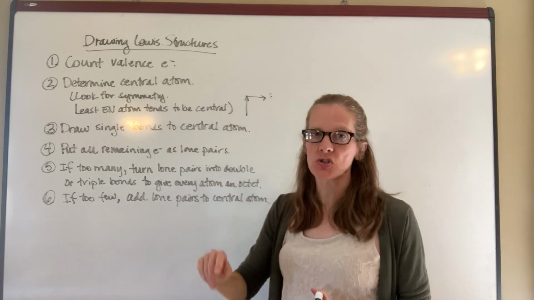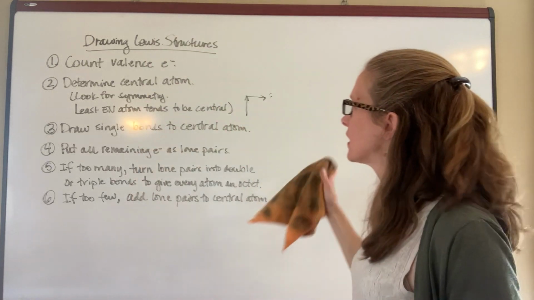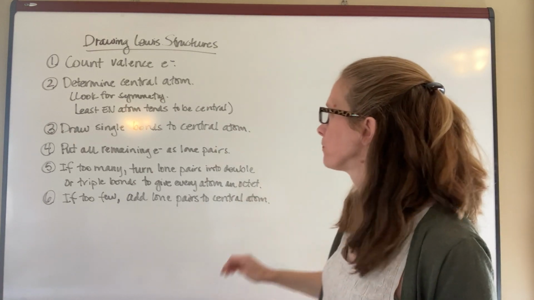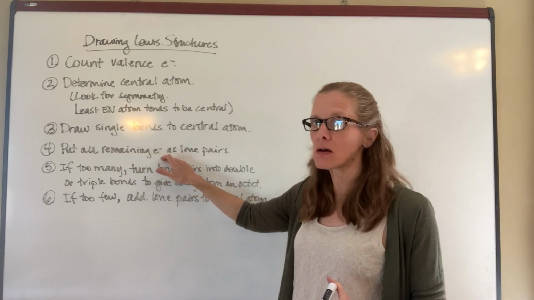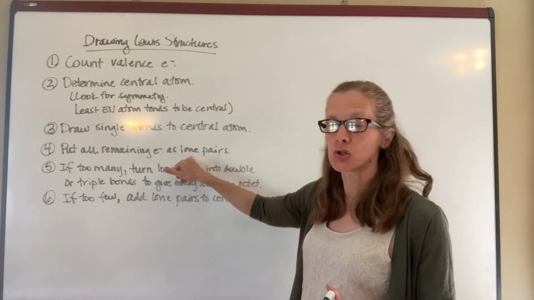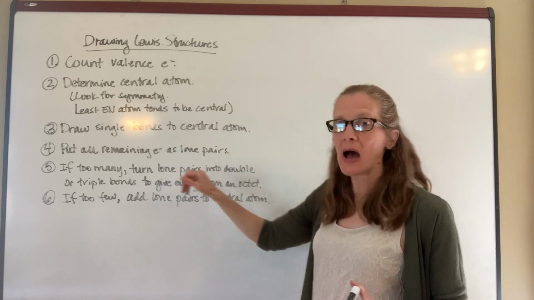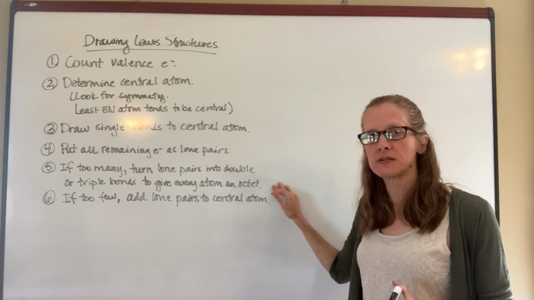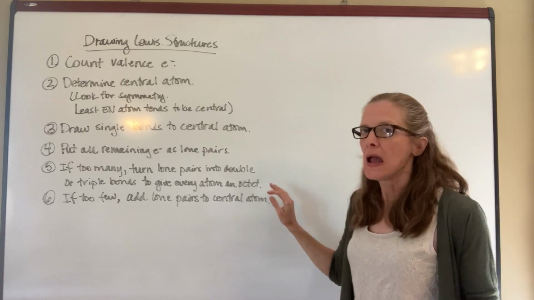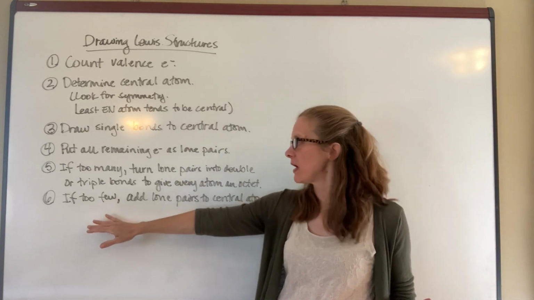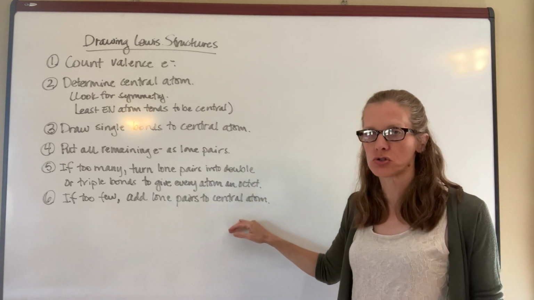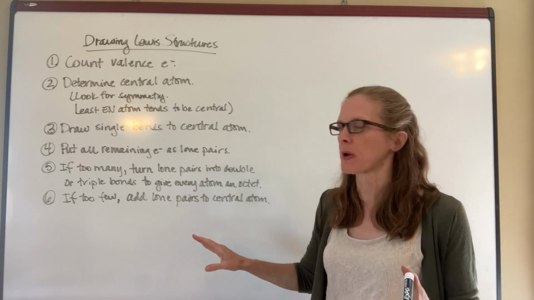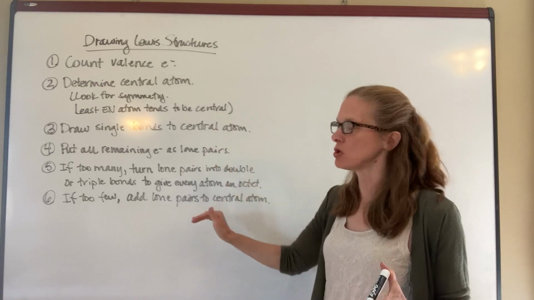Once you've determined what your central atom is, then you're going to connect everything else with single bonds to your central atom. You're going to put all of the remaining electrons from this total as lone pairs. If you've got too many, then you're going to turn your lone pairs into double or triple bonds to give every atom an octet. If you don't have enough, then you're going to add lone pairs to your central atom. Okay, now I'm sure that right now that probably doesn't make a whole lot of sense, but I'm going to go through it step by step and show you exactly what it means.